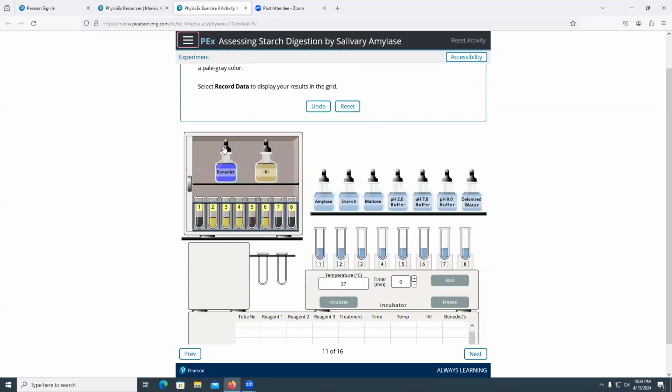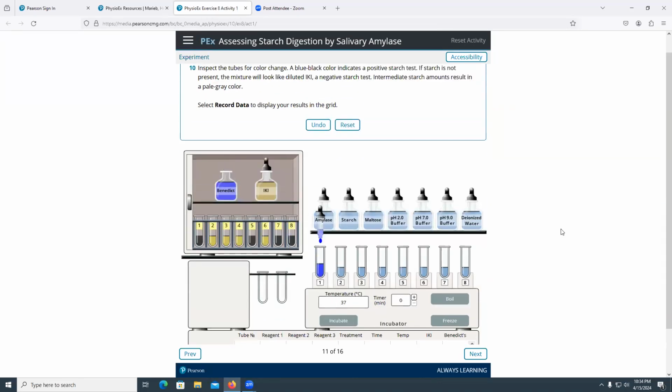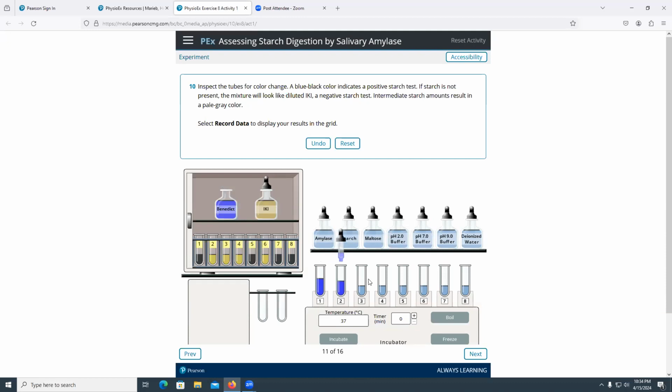Then we're going to do the same thing for the Benedict's, but on the other half. So we split our reactant mixture: one half to test for reactants with IKI, and one half to test for products with Benedict's.